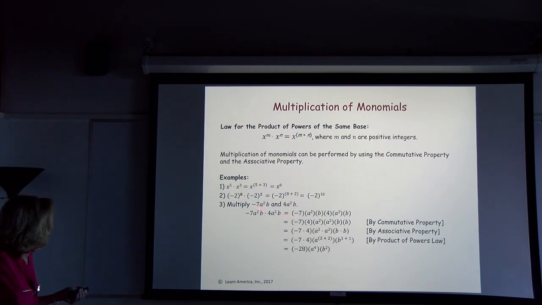So here's one. We have -7a squared b multiplied by 4a squared b. And here's where I talked about writing things out a little bit. We have -7a squared b. We wrote it out in terms of its factors. We're now going to group the coefficients together, group the terms with like bases, the a's together, the b's together, and then we're going to follow the rule that we have for multiplying monomials. 2 plus 2 gives me a to the 4th, and this becomes b to the 2nd. If you have no exponent appearing on the b, the exponent is assumed to be 1.